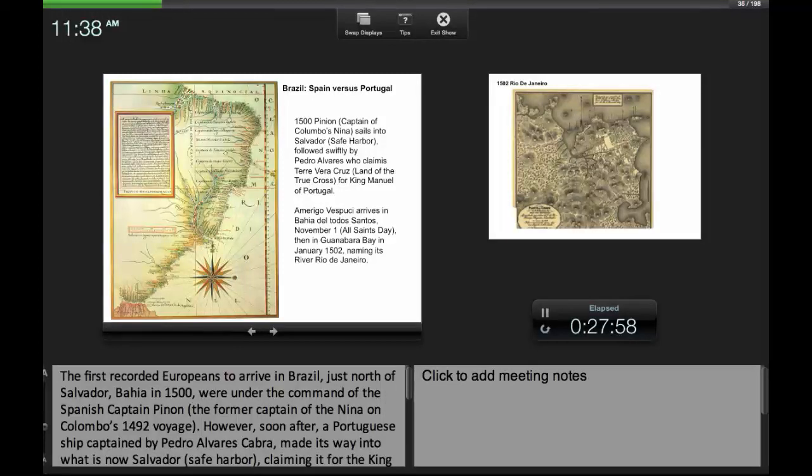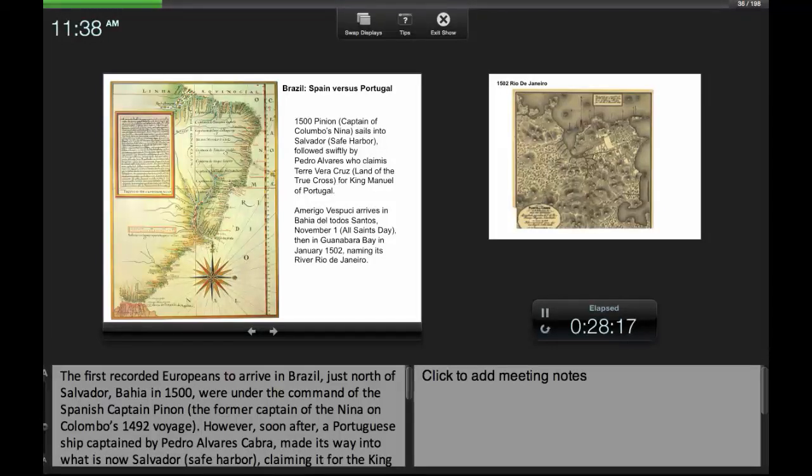So what happens is Brazil is first encountered by the navigator of Columbus and then is immediately followed by the Portuguese, who claim it as the land of the true cross for King Manuel of Portugal, and here you can see the division of land by the captains of the ships. So this is a quick, amazing get-rich scheme.